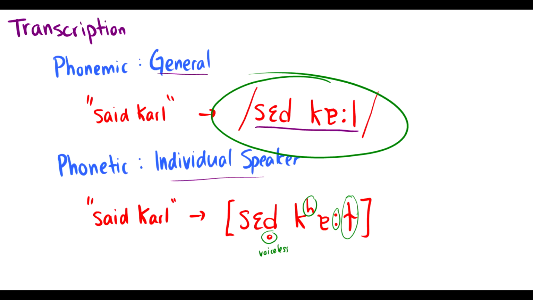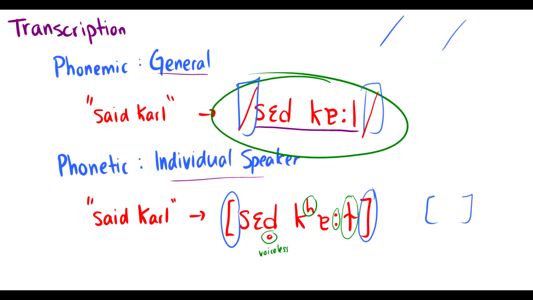There is a distinction too that I should point out. Phonemic transcriptions always have the front slashes around them, and phonetic always have the square brackets around them. So there is a difference, and it's important to be consistent.